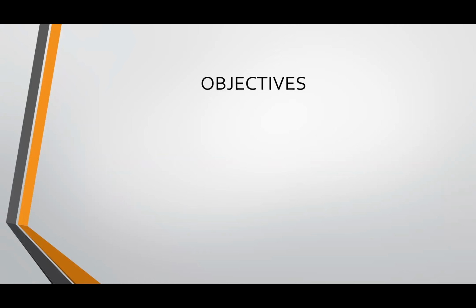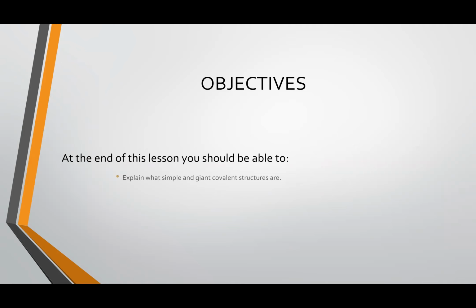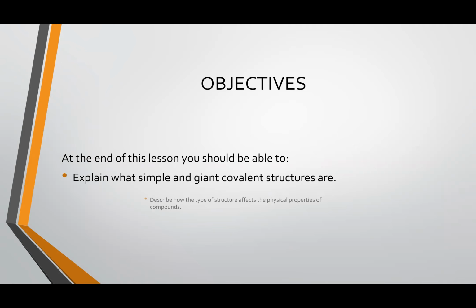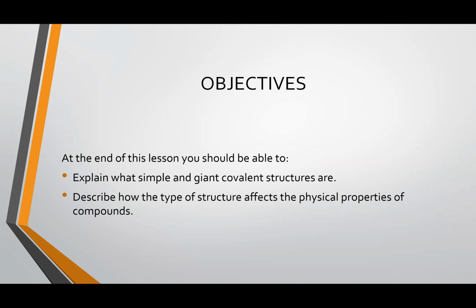Now, as usual, let us have a look at the objectives of our lesson. At the end of this lesson, you should be able to explain what simple and giant covalent structures are and describe how the type of structure affects the physical properties of compounds.